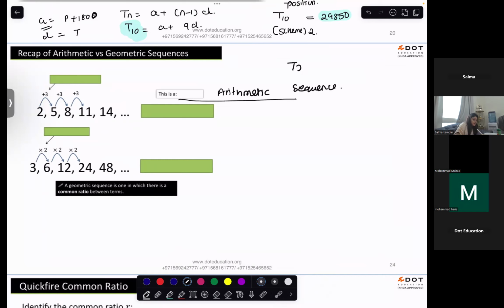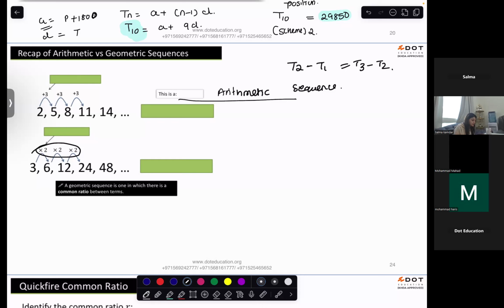T2 minus T1 equals T3 minus T2. This should always come to you. N is the position and sum is the total. This should always flip in your mind whenever you talk about arithmetic. Something of it will definitely be used. And for geometric sequence, it is always multiplied by a common variable.